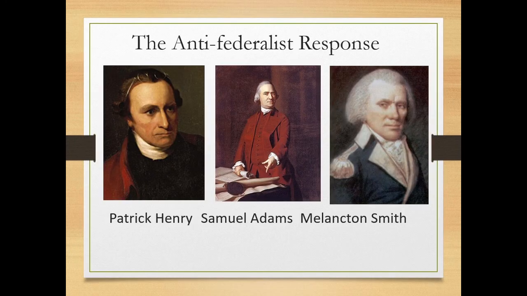So the Anti-Federalist response, again, these guys aren't bad guys. They just happen to be on the other side of a philosophic idea. For example, I give you Samuel Adams, Patrick Henry, Melancton Smith. These guys, you know, this is give me liberty or give me death. Samuel Adams, a patriot, John Adams' cousin, they weren't at the Constitutional Convention. This doesn't make them bad guys. Neither was Thomas Jefferson, nor was John Adams, right? They were ambassadors. They were out of the country at the time.